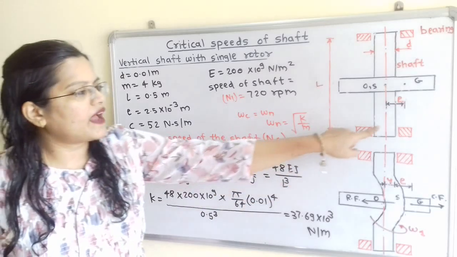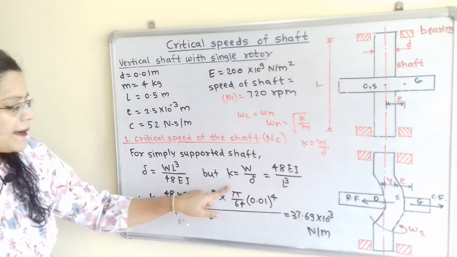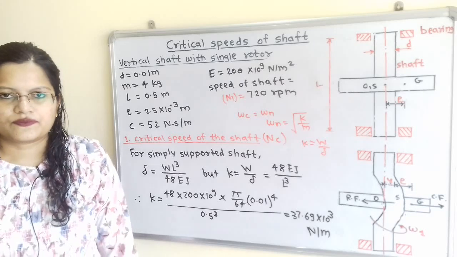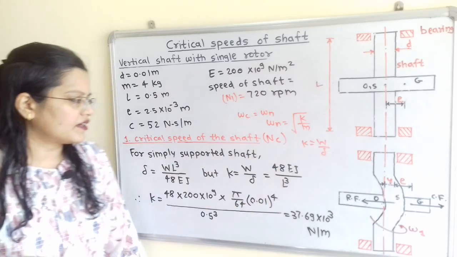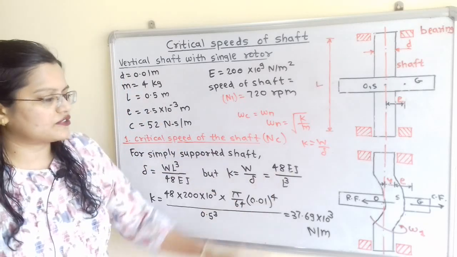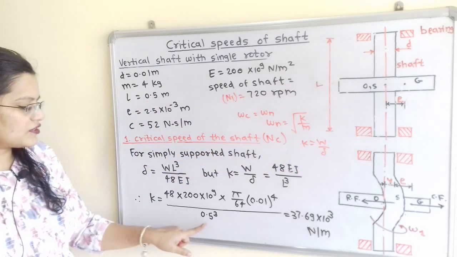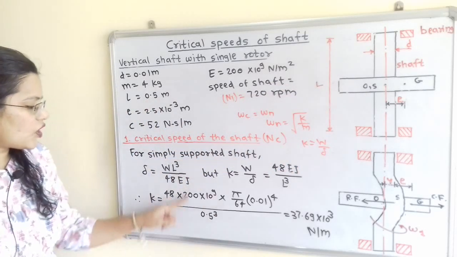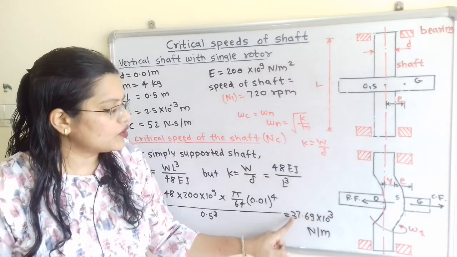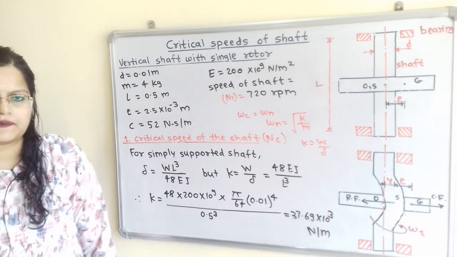We have to find the value of I. The inertia of the shaft is I equal to pi by 64 d raised to 4, where 0.01 is the diameter, and L is also mentioned in the question, 0.5, so we take 0.5 cube. When we solve this, we get the stiffness of the shaft K equal to 37.69 into 10 raised to 3 Newton per meter.